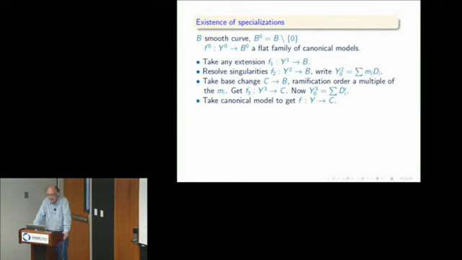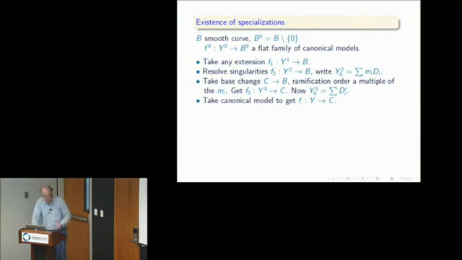And then you write the central fiber that I'm interested in as a linear combination of these irreducible divisors. Let's assume also, as we can, that the D i's are smooth and they intersect each other transversally. And now we need to take a base change. I mentioned that it's necessary.